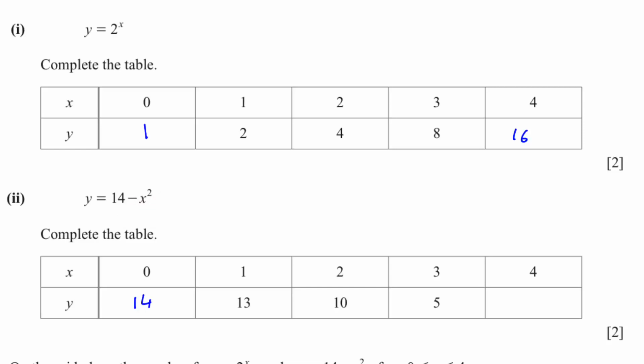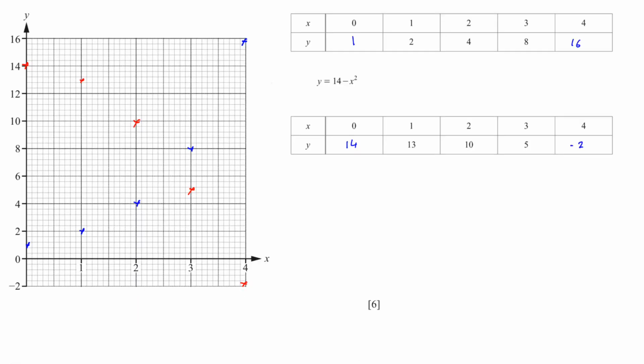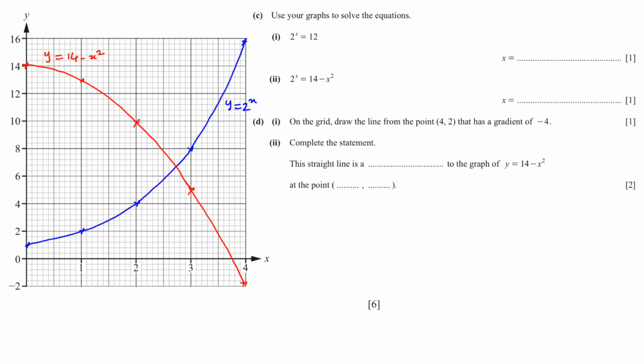And then in place of x, put 4, you will get negative 2. So this was a very easy 4-mark question. So I have plotted the points. When x is 0, y is 1. When x is 1, y is 2. The blue one is for y is equal to 2 to the power of x. And the red points are for y is equal to 14 minus x square. Now we'll join the points together. This is how your graphs will look after we join the points.